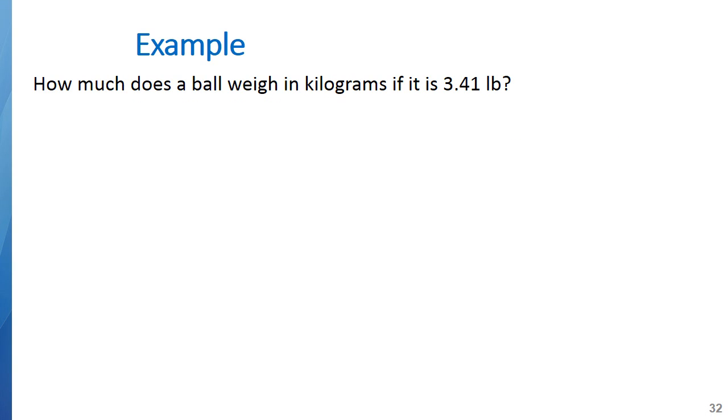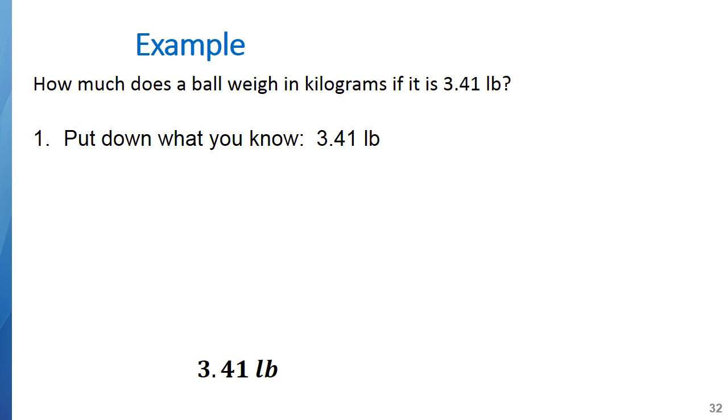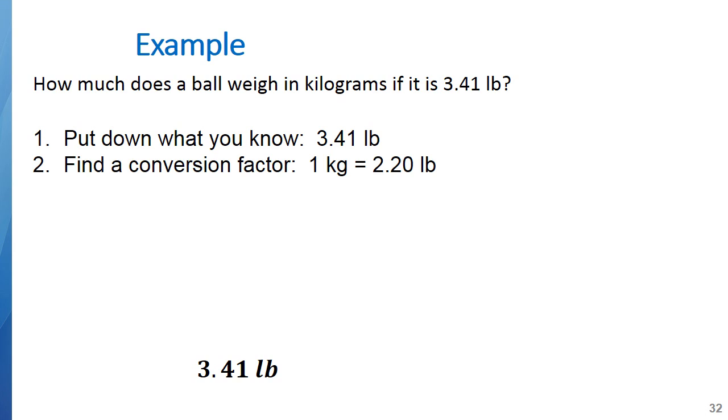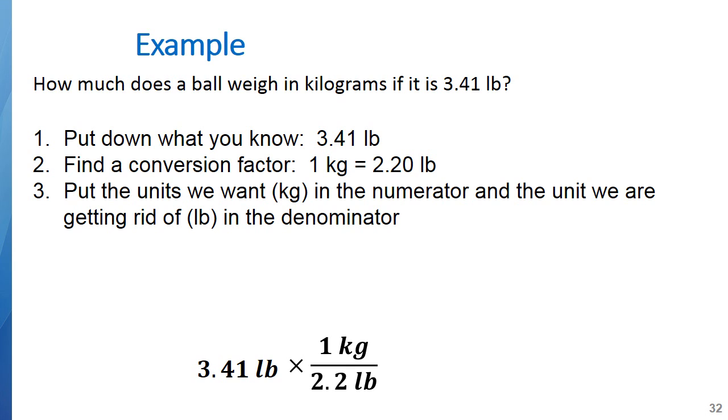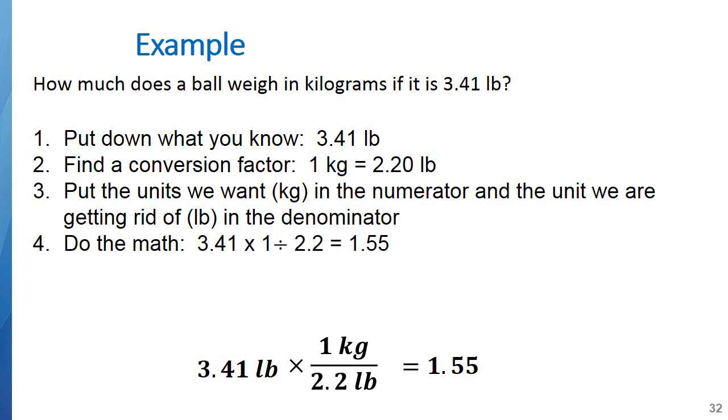All right, so let's do an example. How much does a ball weigh in kilograms if it is 3.41 pounds? So put down what you know, 3.41 pounds. And then next you want to find a conversion factor that relates pounds to kilograms. So if we look on our conversion factor sheet, we know that 2.2 pounds equals 1 kilogram. So now we want to use the conversion factor, and we want to make sure that pounds goes in the denominator because that's what we're trying to get rid of, and kilograms goes in the numerator because that's the unit we're trying to find. Do the math.